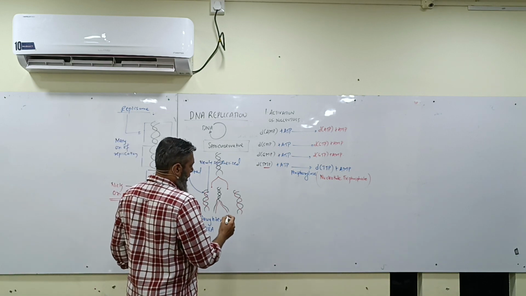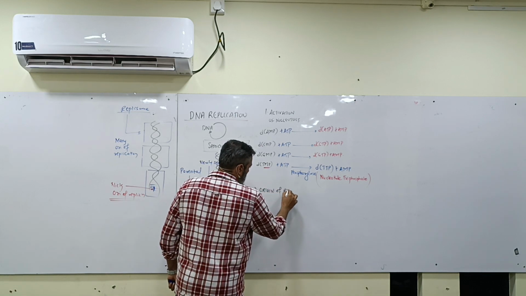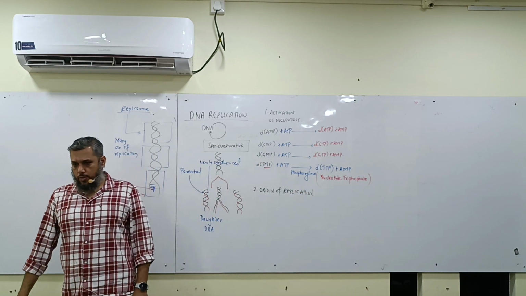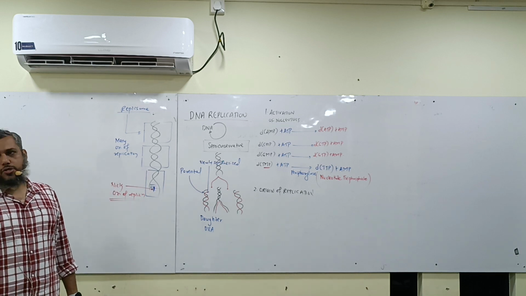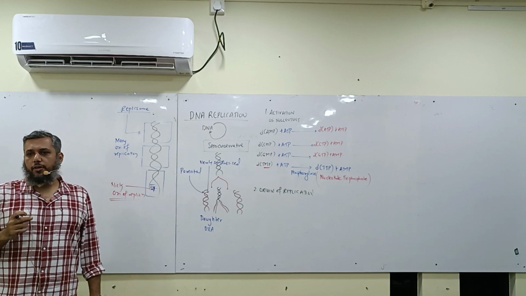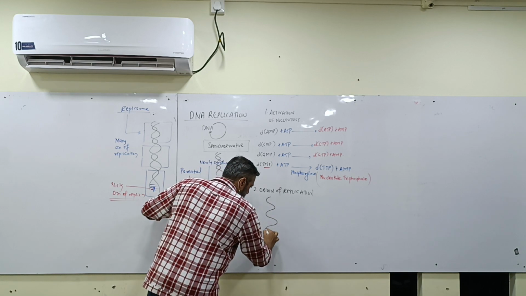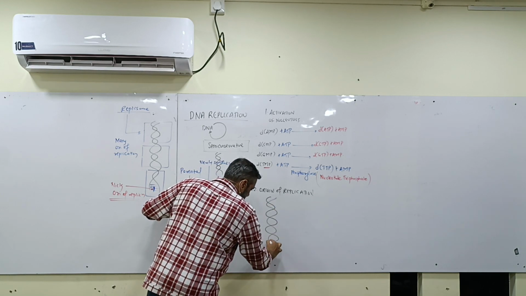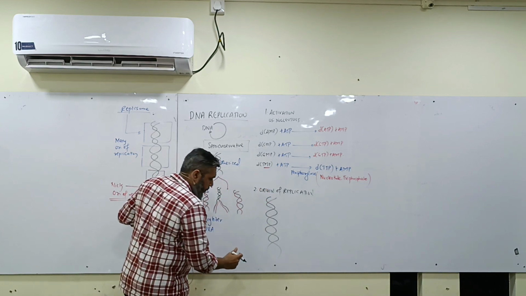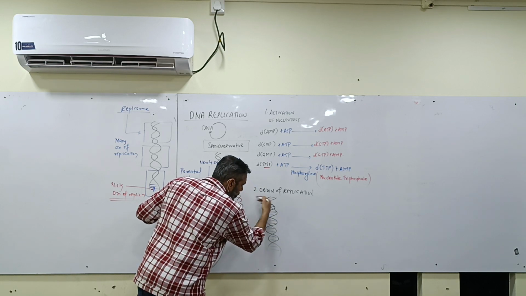The second step is called origin of replication. What do you call the process? Origin of replication. Okay. So what is this origin of replication? That the DNA molecule is double helical. It is made up of 2 polynucleotide strands, and these 2 polynucleotide strands are interconnected by whom?